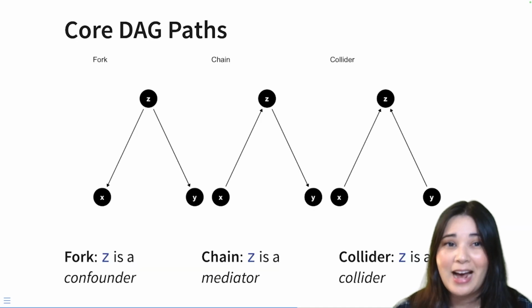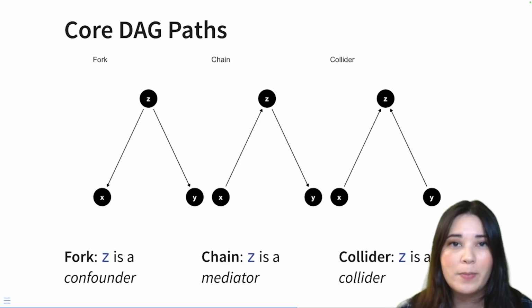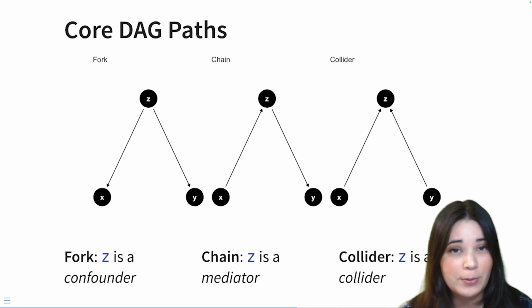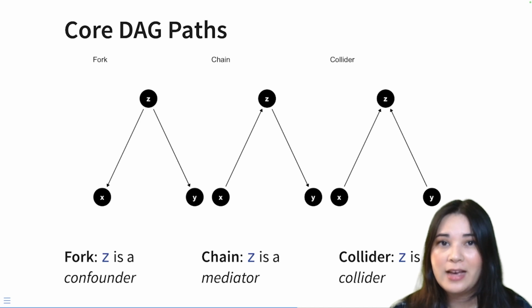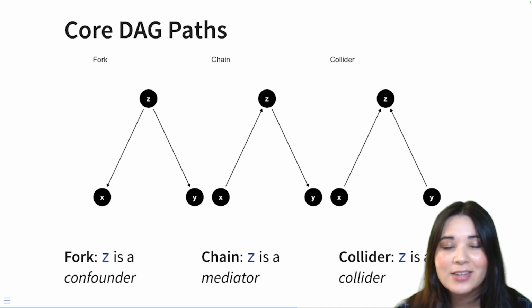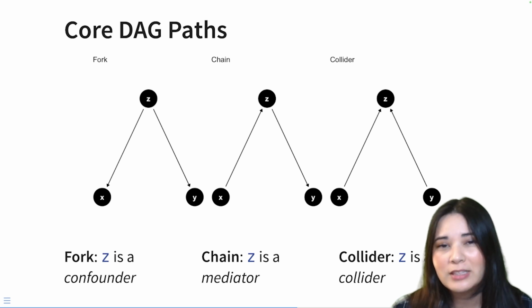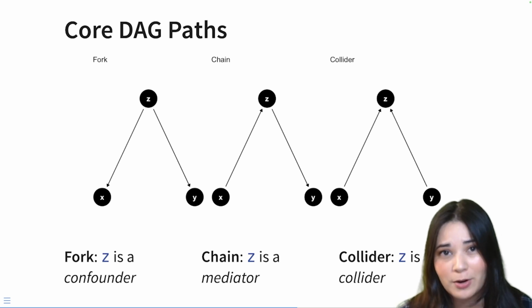So when it comes to DAGs, there are three core paths that we'll need to be able to pick up on in order to estimate causal effects. One of them, the fork, is what we just saw. In a fork, we want to know the relationship between variables x and y, but there's a third variable z that is acting as a confounder. Essentially, z causes both x and y, and so it makes it look like there's a relationship between x and y when really all that's happening is both of them are caused by z.